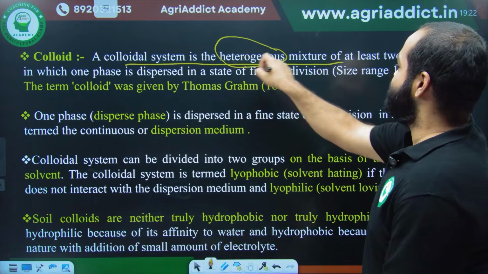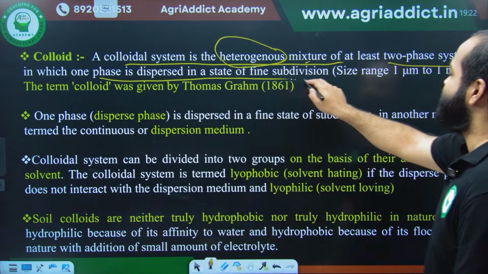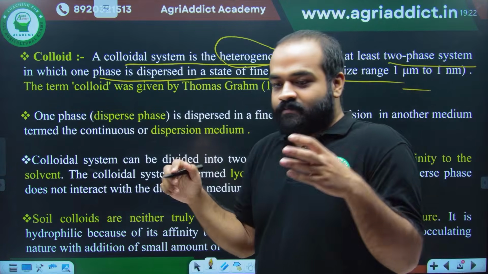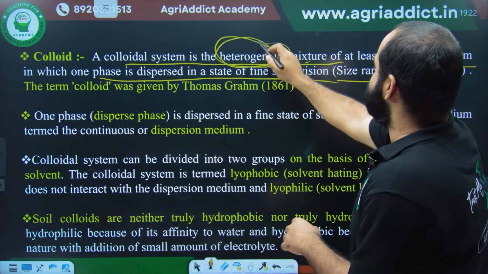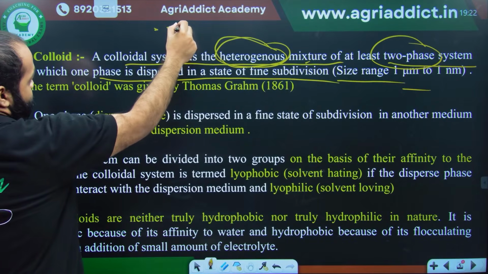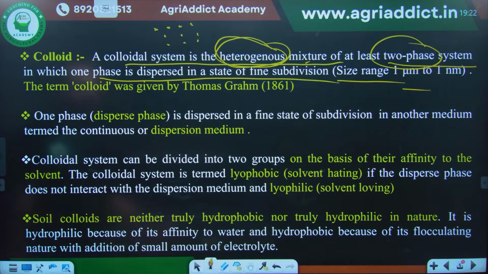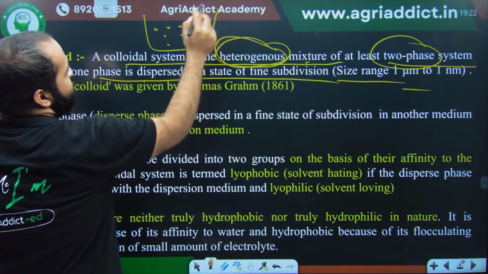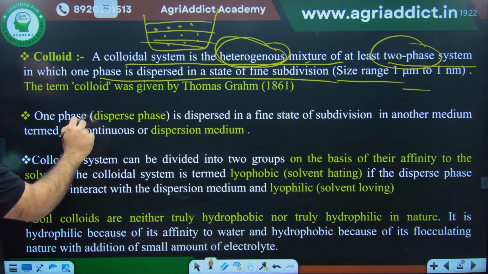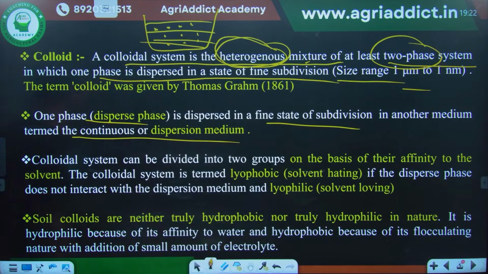Colloidal system is heterogeneous mixture of at least two phase system in which one phase is dispersed in a state of fine subdivision to another phase. So colloidal system is a heterogeneous mixture of at least two phase. So in the two phases, one phase is finely subdivided, and it is embedded in another medium which is continuous. All right, we all know the definition of colloid. So one phase, the dispersed phase, is dispersed in a fine state of subdivision in another medium which is called continuous or the dispersion medium.